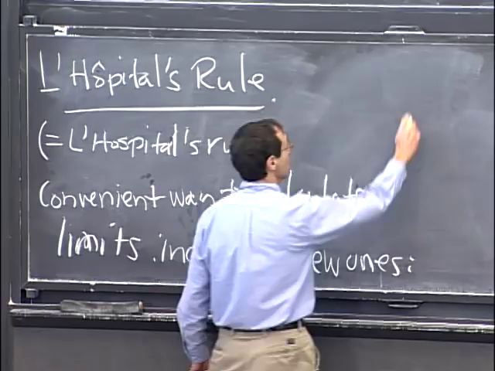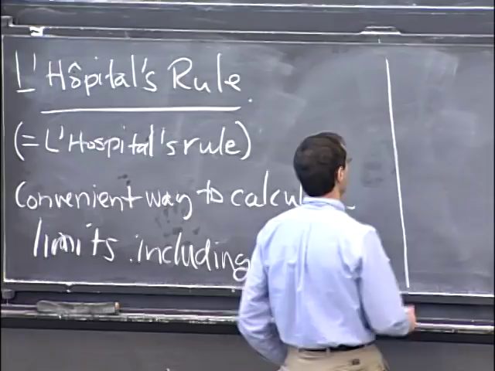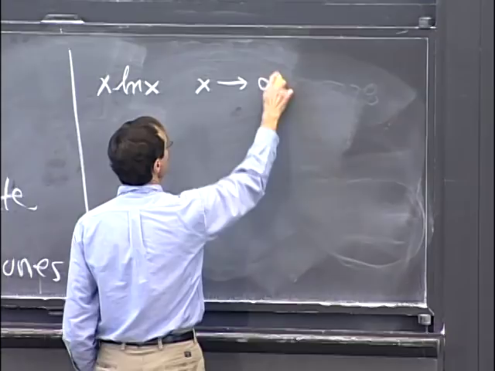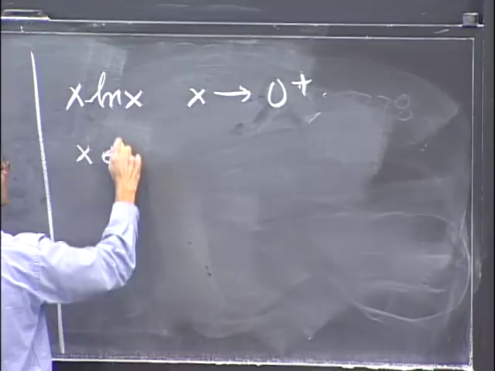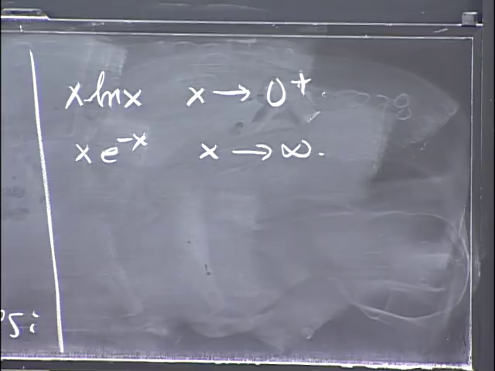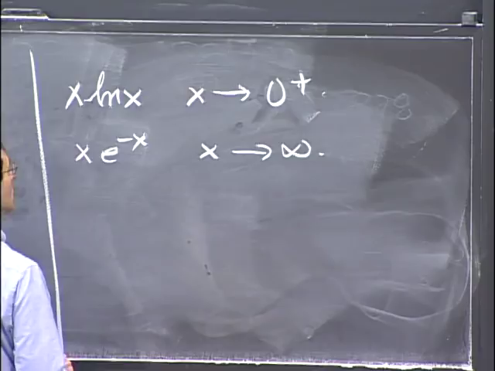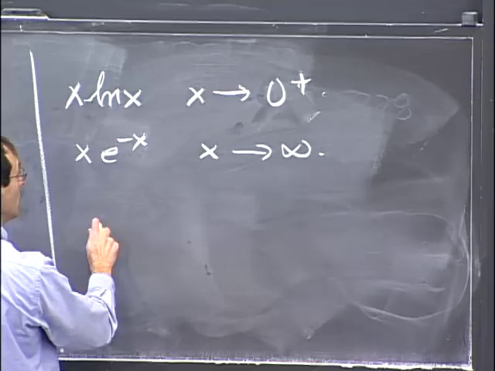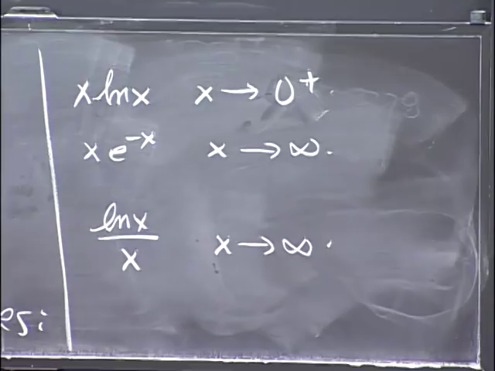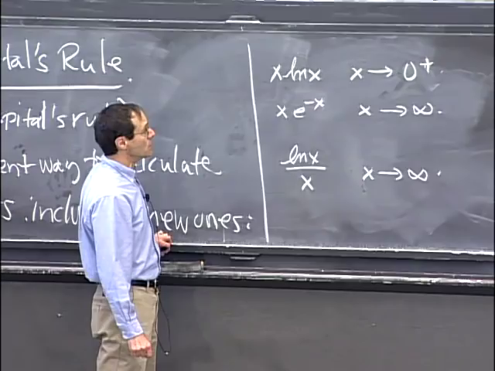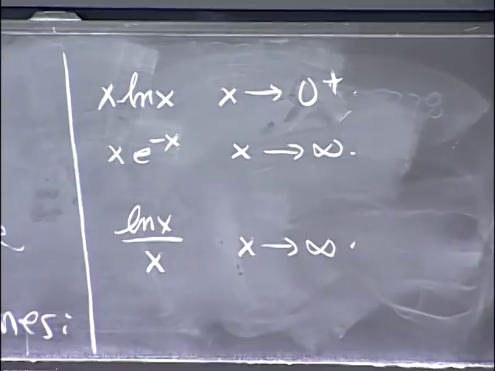And as an example, you can calculate x log x as x goes to infinity. That's not a very interesting one. Let's try x goes to 0 from the positive side. And you can calculate, for example, x e to the minus x as x goes to infinity. And maybe I should include a few others. Maybe something like log x over x as x goes to infinity. So these are some examples of things which, if you plug into your calculator, you can see what's happening with these. But if you want to understand them systematically, it's much better to have this tool of L'Hôpital's rule. And certainly, there isn't a proof just based on a calculation in a calculator.